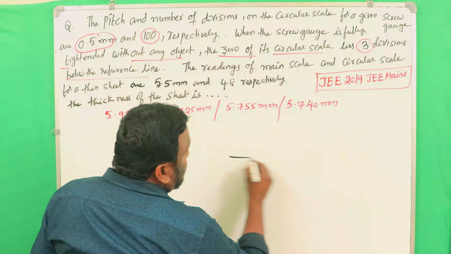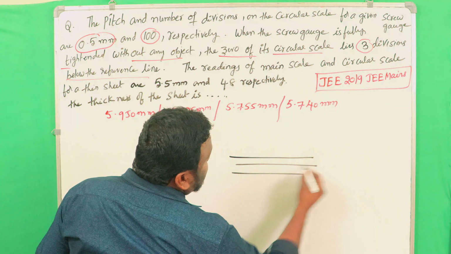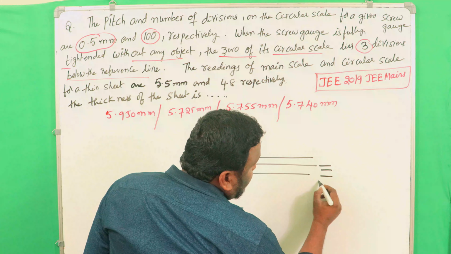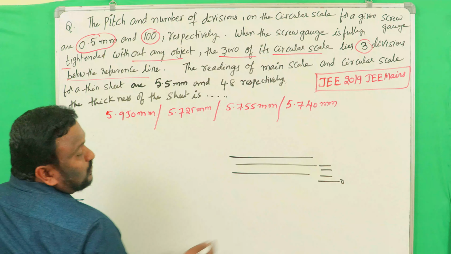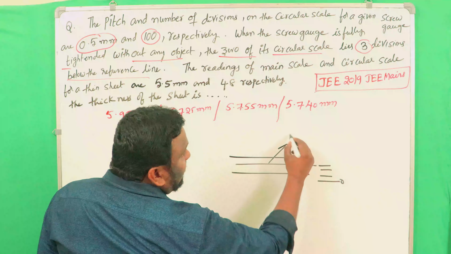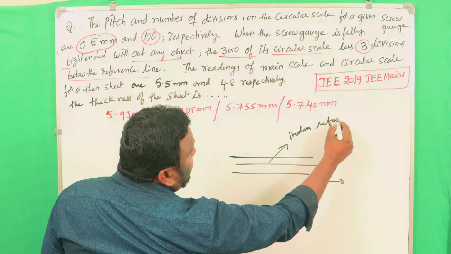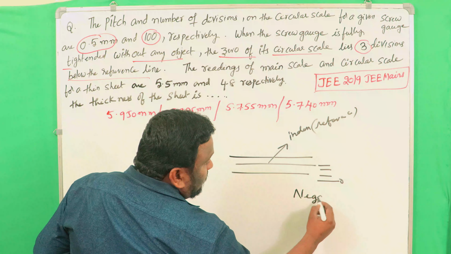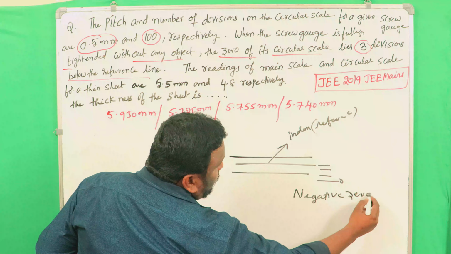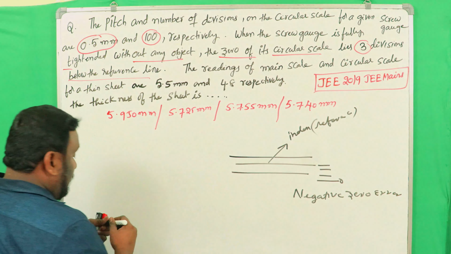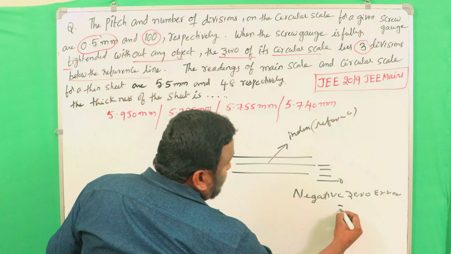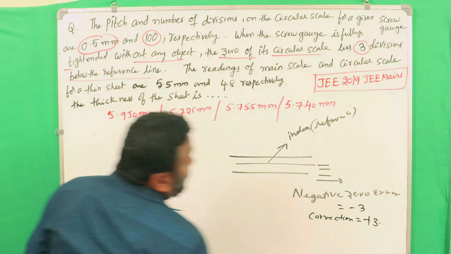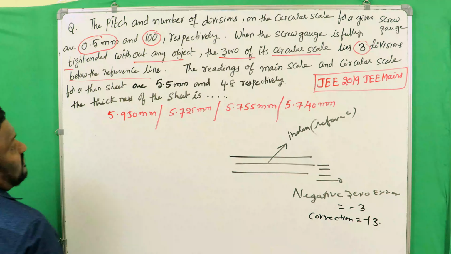line. So this is the pitch scale or main scale, and this is the reference line. So from that, 1 2 3 divisions, now it is 0. So 0 is below the index or reference line. Clear? So now it is a negative zero error. How much error is there? -3. And correction is what? Correction is +3. Clear?